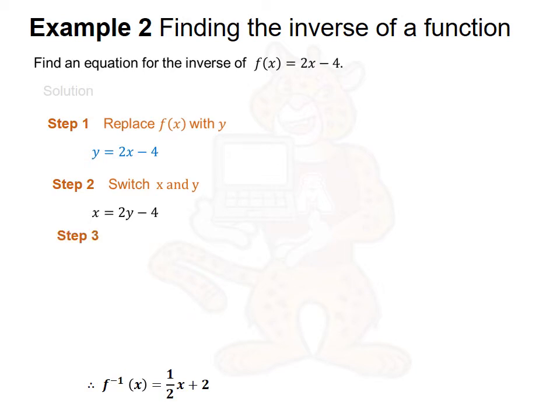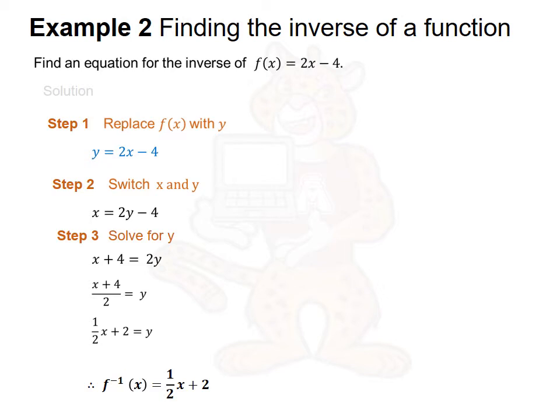In step 3, we're going to solve this equation for y. If we solve for y, this equation becomes x plus 4 equals 2y. We need to leave the y alone. We divide both sides by 2, and x plus 4 divided by 2 equals y. If we simplify the left side, dividing each of the terms, x and 4, by 2, this becomes 1/2 x plus 2 equals y.